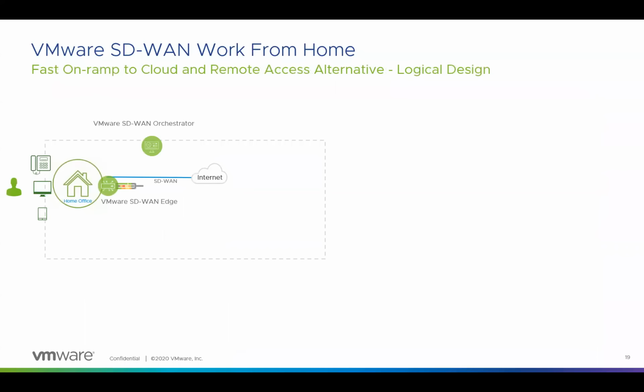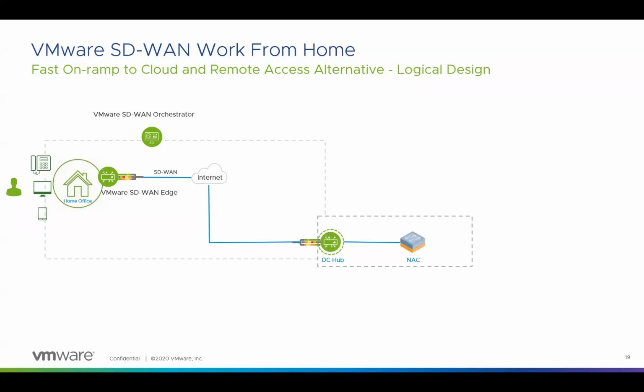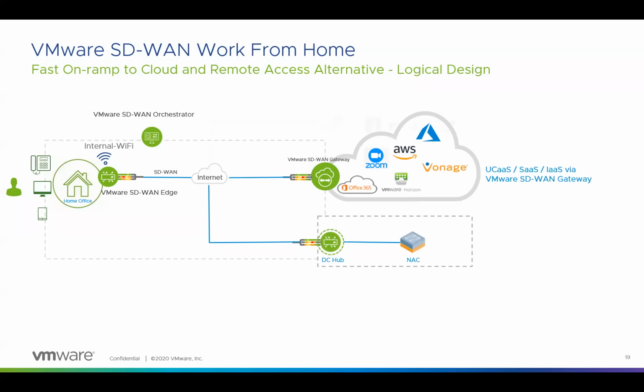So it's very similar. You get the VeloCloud device and deploy it at home, but there is a key difference here: we connect the VeloCloud device, it automatically gets connected to our data center hub, and then it gets authenticated with a network access solution within the VMware network. And the rest of the things remain the same.